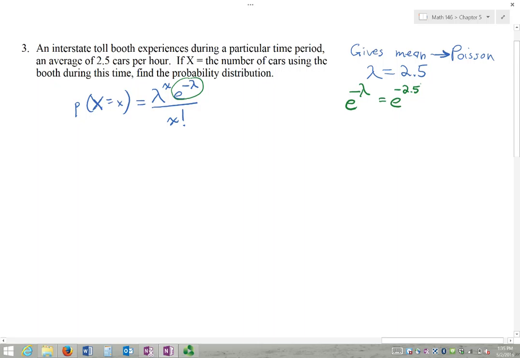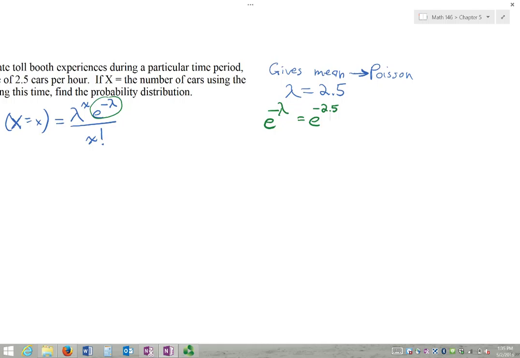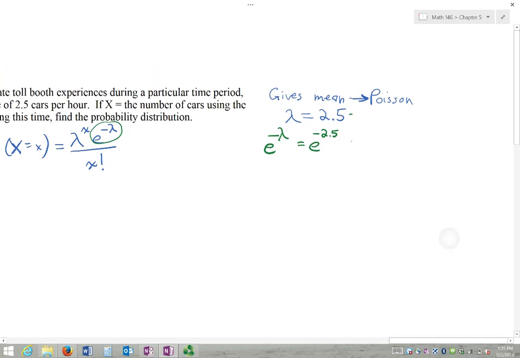You can do it that way, or if your calculator has an E key, which it probably does, any scientific calculator would have an E key. So 2.72 to the negative 2.5 power gives us 0.0, I'm going to go with 0.0821.